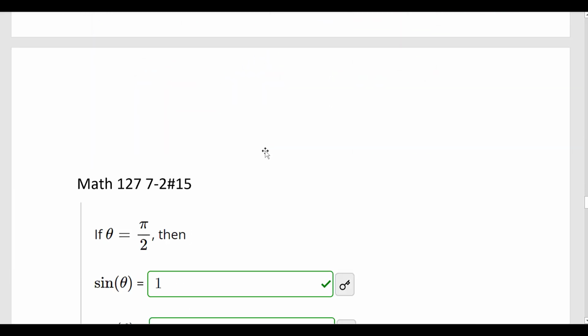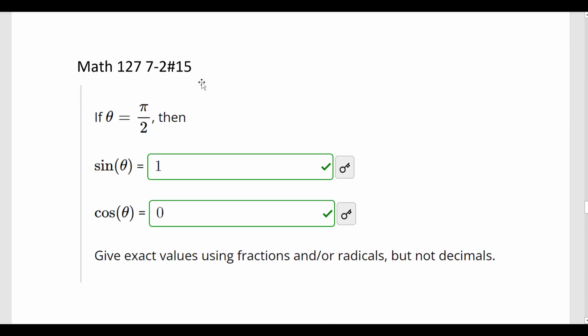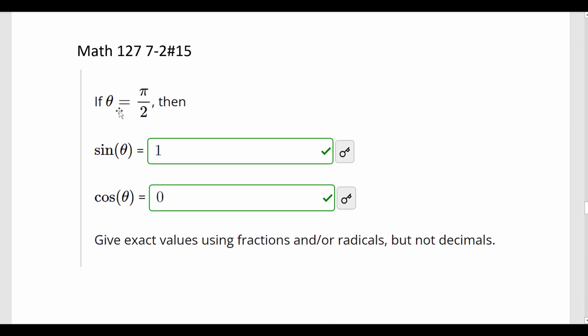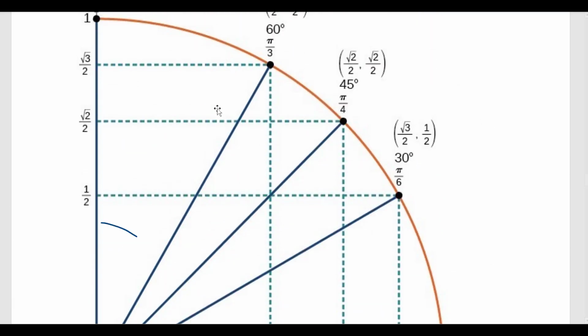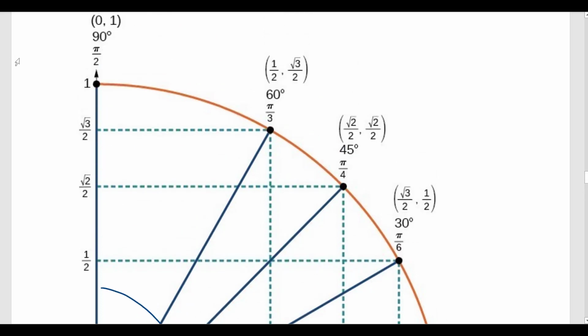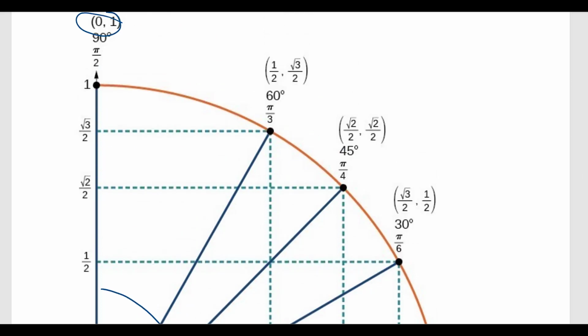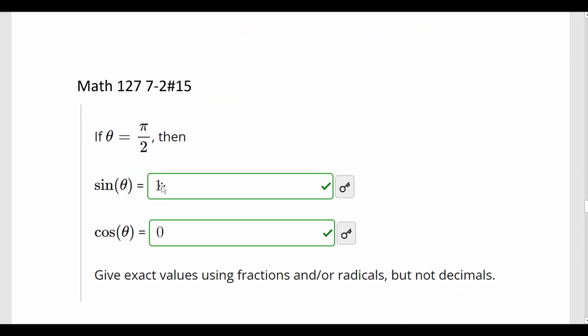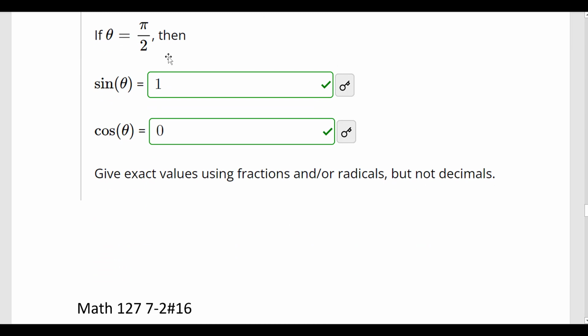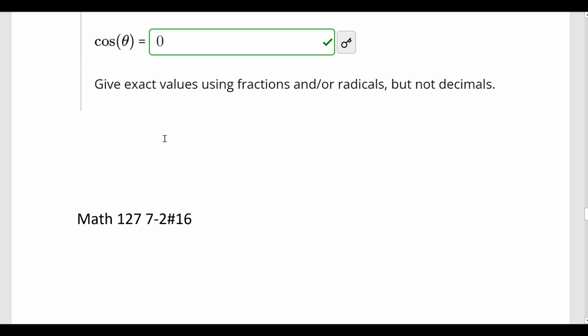Here's another diagram. Number 15. If theta is pi over 2, then sine is what? And cosine is what? So pi over 2 gives us this right here. So cosine is the x value, sine is the y value, and that's where we get the 1 and the 0. Sine of pi over 2 is 1, cosine is 0.